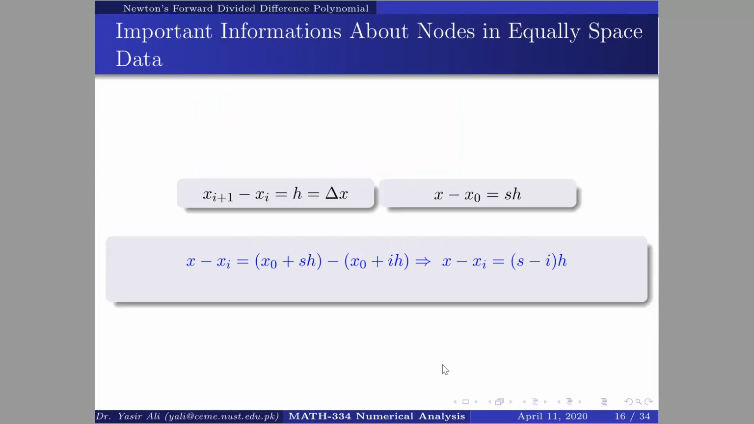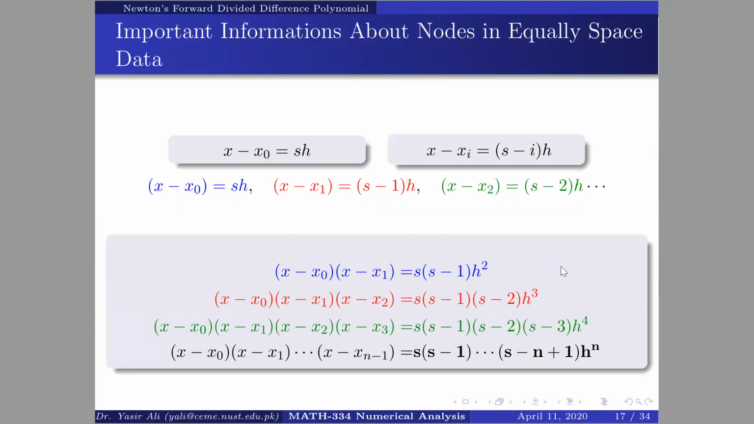So what we have obtained so far is that in equally spaced data the distance between any two consecutive points is denoted by delta x, or sometimes we write it h, and the distance between x and x naught is denoted by sh. So with the help of these, we can write the distance between x minus xi, for any point, as s minus i into h. So why are we doing this? Because we want to write the product which was in the Newton divided difference in some simplified form.